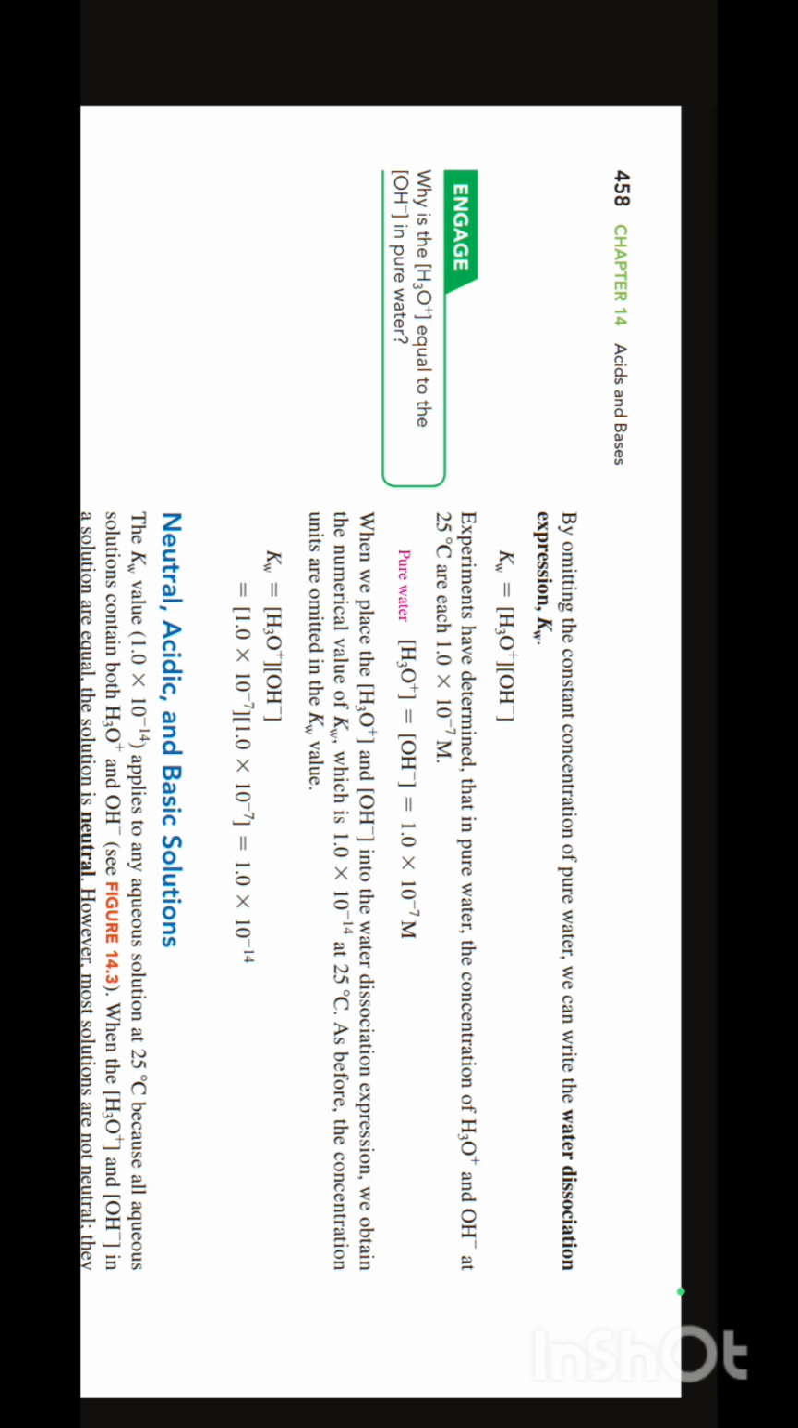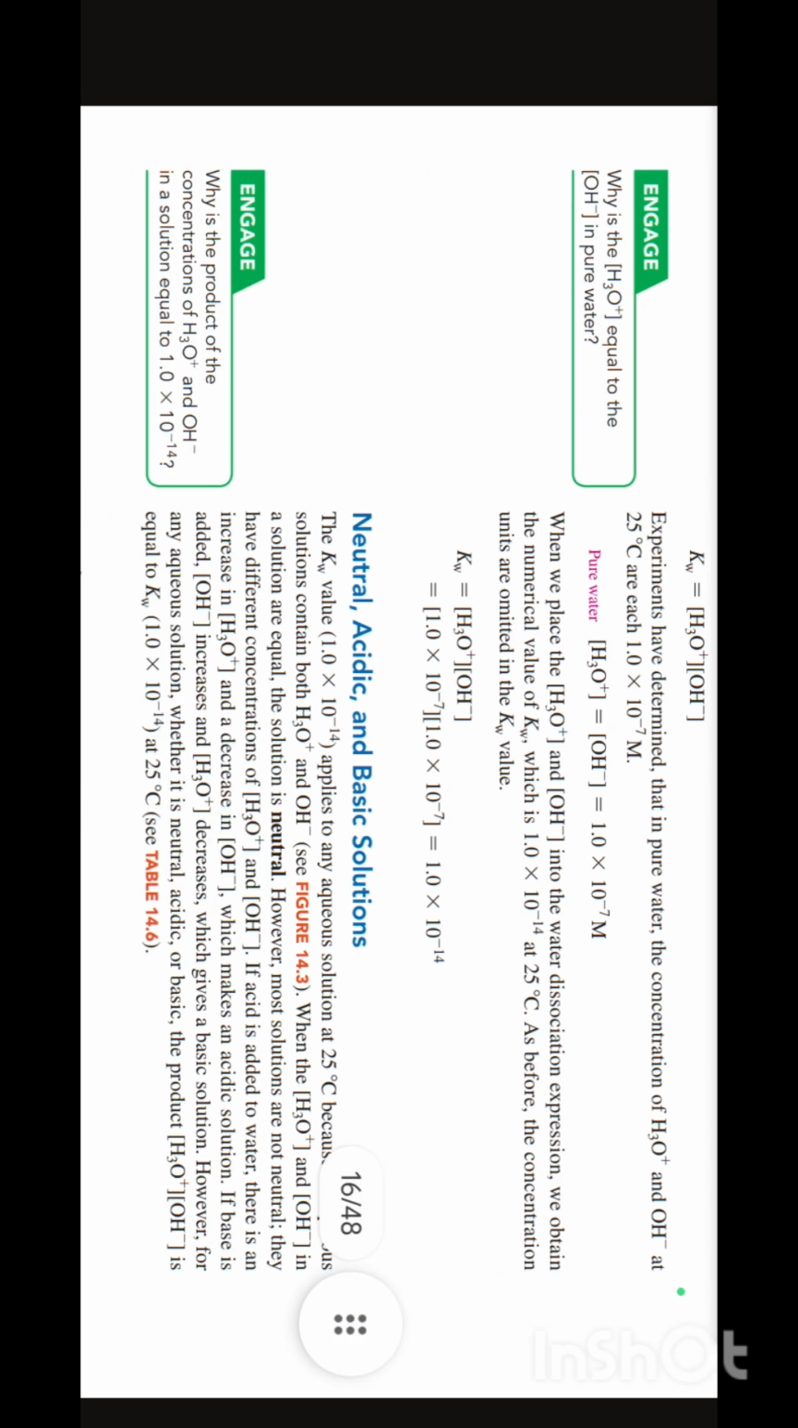Kw will be [H3O+] multiplied by [OH-], which will give us 1.0 × 10^-7 multiplied by 1.0 × 10^-7, which will give us 1.0 × 10^-14. Neutral, acidic and basic solutions.